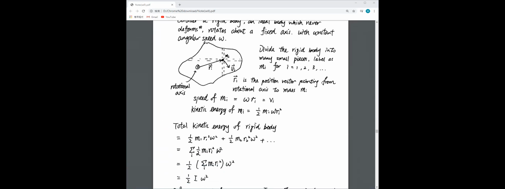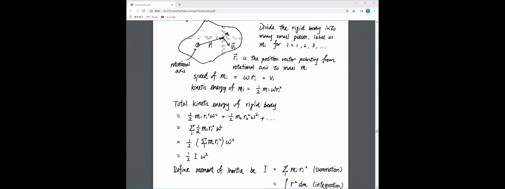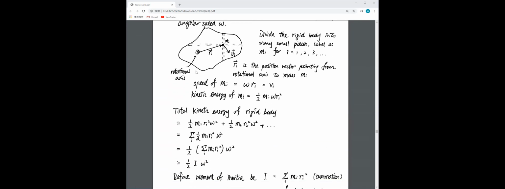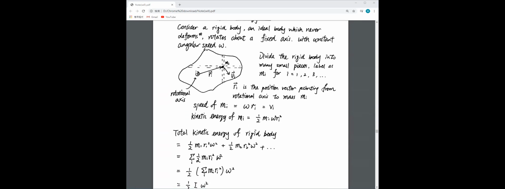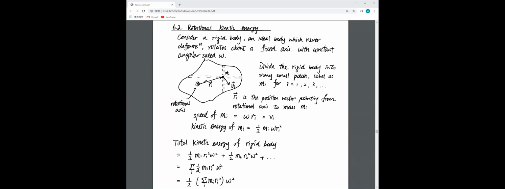So let's have a look at the rotational kinetic energy. My approach in the notes is very general. First of all, we consider the object that is rotating about an axis. This need not be the center of mass. The object can rotate about any point, even if the point is outside the object, just like the Earth that's rotating around the sun.